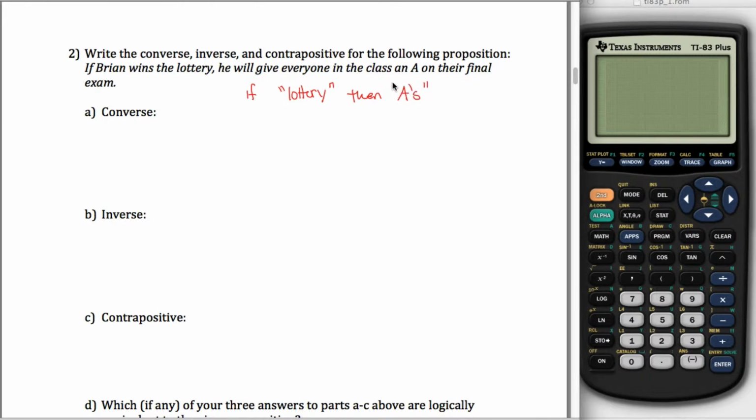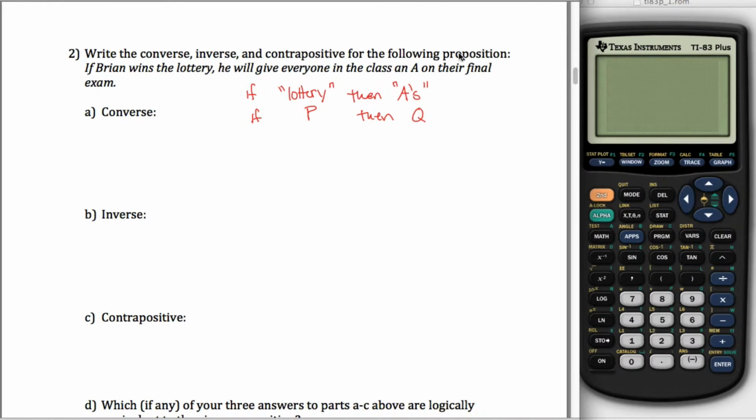A's. Now, I realize that's not really English right there, but maybe just this shorthand will make it easier to figure out what we're dealing with here. And the reason why is we can define the converse, the inverse, and the contrapositive all in terms of the original proposition, the one that's given right there, about if I win the lottery, then I'll give everyone an A. So the way your book does it is it gives these things names. It calls lottery maybe P, and then giving everyone an A, Q.